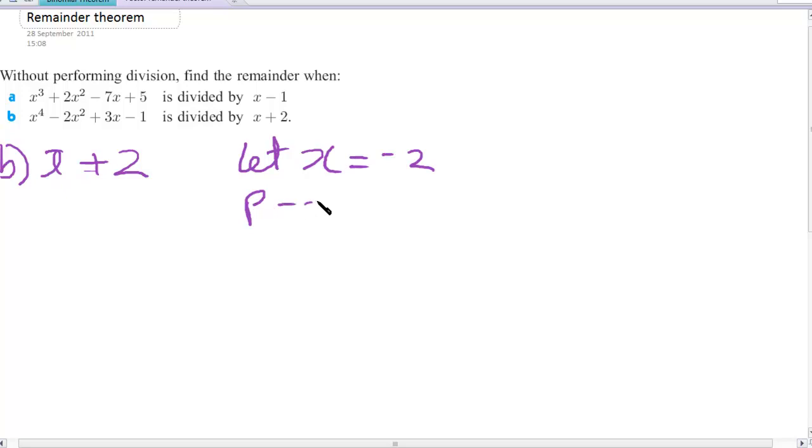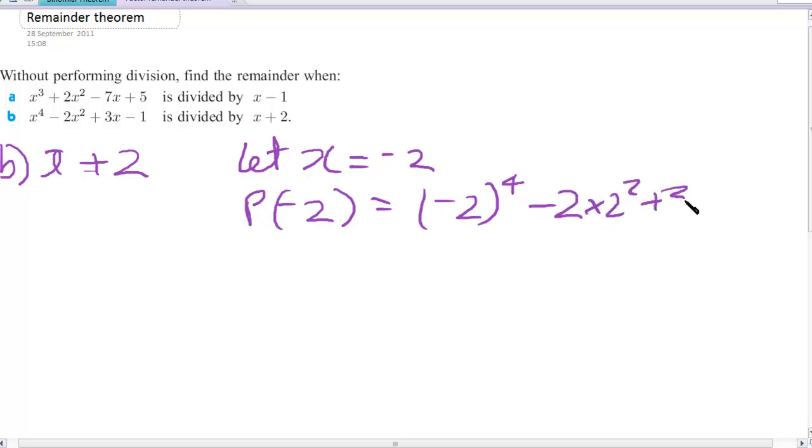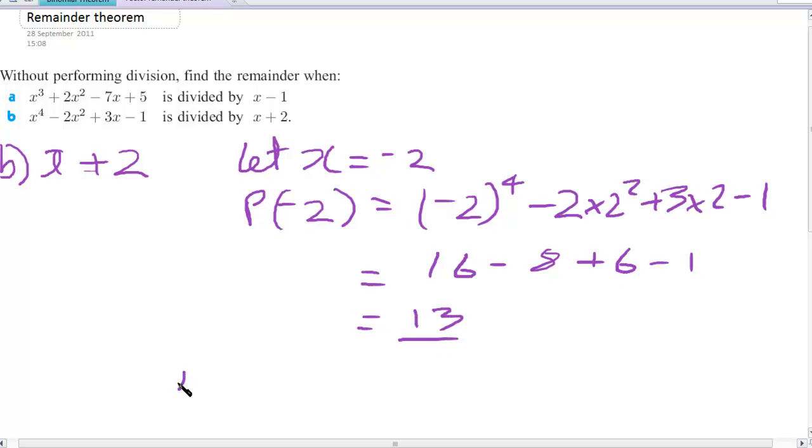So therefore p of minus 2 will equal minus 2 to the power of 4, minus 2 times 2 squared plus 3 times 2 minus 1. So that's going to be 16 minus 8 plus 6 minus 1. So that's 8 plus 6 minus 1 plus 5 gives you 13. So the remainder equals 13.